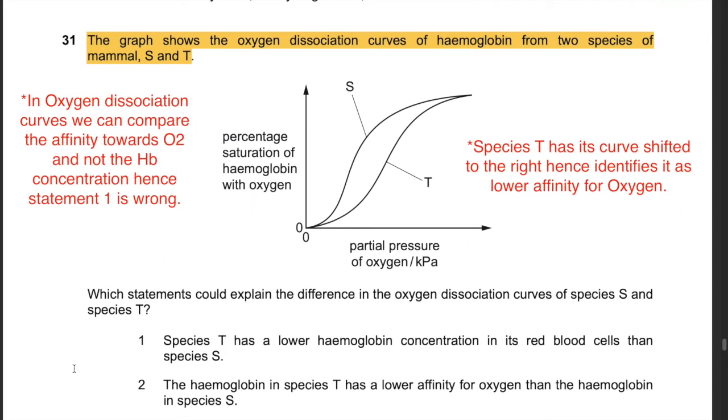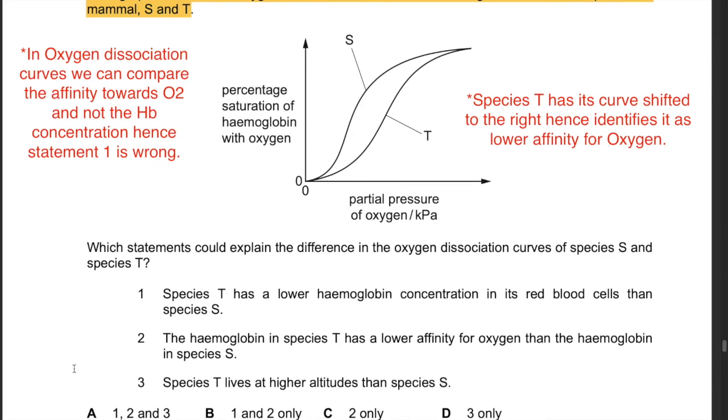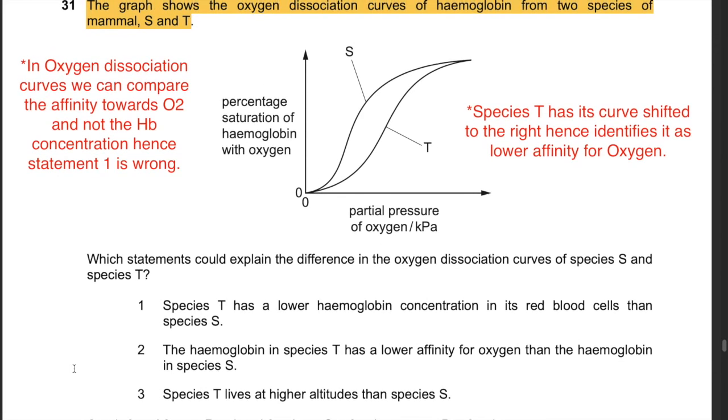Question 31. The graph shows oxygen dissociation curves of hemoglobin from two species of mammal, S and T. Which statements could explain the difference in the oxygen dissociation curves of species S and species T? 1. Species T has a lower hemoglobin concentration in its red blood cells than species S. We cannot really say that this difference is caused due to option 1 because oxygen dissociation curve doesn't represent any hemoglobin concentration but rather the affinity towards oxygen. Option 2. The hemoglobin in species T has a lower affinity for oxygen than the hemoglobin in species S. Yes, we can conclude that that is a possible explanation for the difference caused.